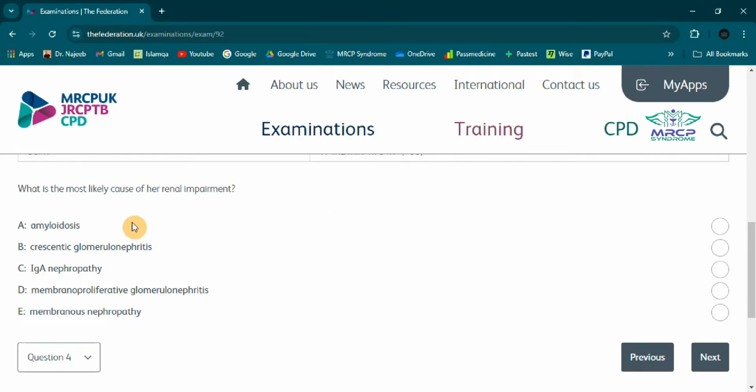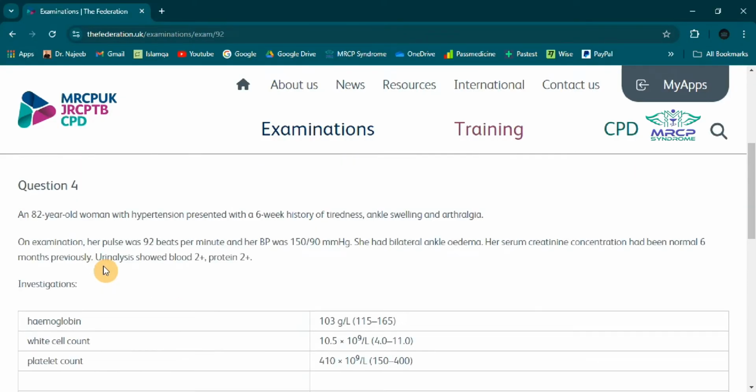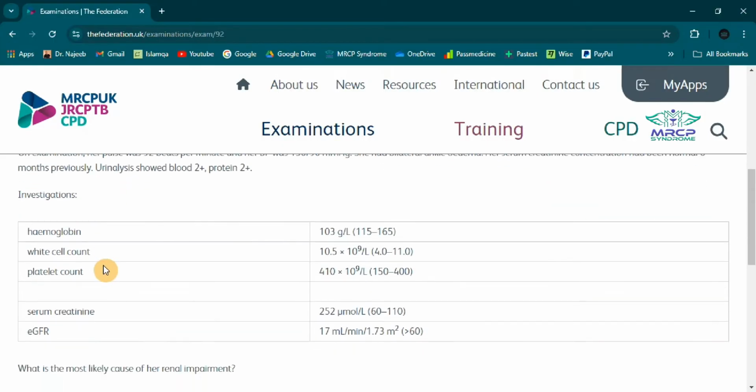So if we consider the other options, IgA nephropathy. This type of patient will come up with isolated hematuria with a history of upper respiratory tract infection, usually following 1 to 2 days, and it will usually follow a more indolent course, and there won't be this type of rapid deterioration in renal function.